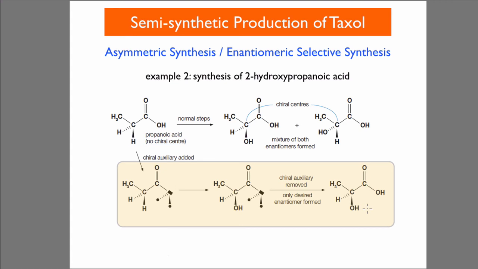Another example would be synthesis of 2-hydroxypropanoic acid. The normal steps would make this a chiral center, and so we'd get a mixture of both the R and the S. But once again, we can put the chiral auxiliary added here, which blocks the formation of one of the enantiomers. You can form the enantiomer that you want here, and the chiral auxiliary can then be removed, and you end up with only the desired enantiomer formed. Wonderful.